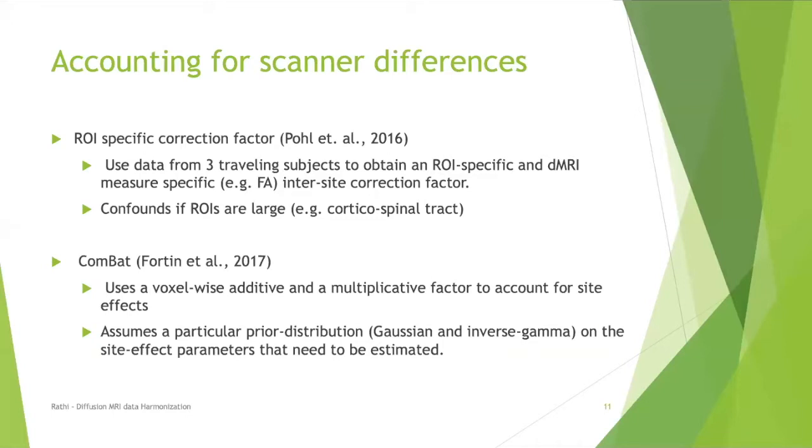Then there has been recent work for a method called COMBAT, which has been very successful in the genetics field, and has been borrowed and applied to diffusion and structural MRI as well. In this case, you use a voxel-wise additive and multiplicative factor to account for site effects. So apart from just using an additive factor, you also have a multiplicative factor. There are certain assumptions made about what the distribution of these factors can be, and these need to be estimated when you do the analysis.